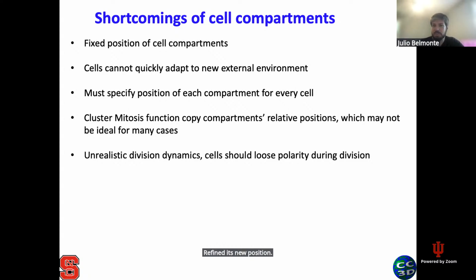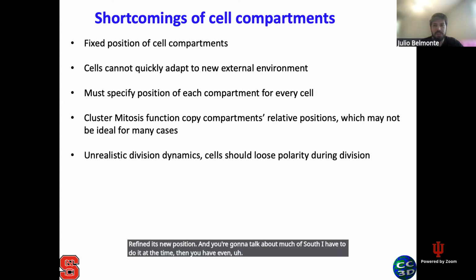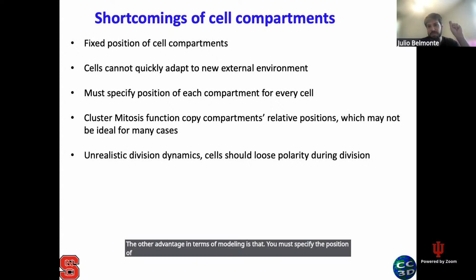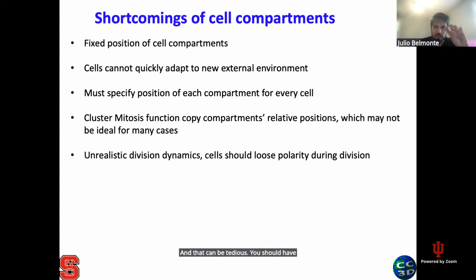And if you are talking about a bunch of cells that have to do it at the same time, then things become even worse, because now all the cells have to change and readapt at the same time, and there's going to be interference between one cell and the others. The other disadvantage in terms of modeling is that you must specify the position of each compartment for every cell that you initialize in your model. And that can be tedious. If you have just one cell to begin with, that's a little bit easier.